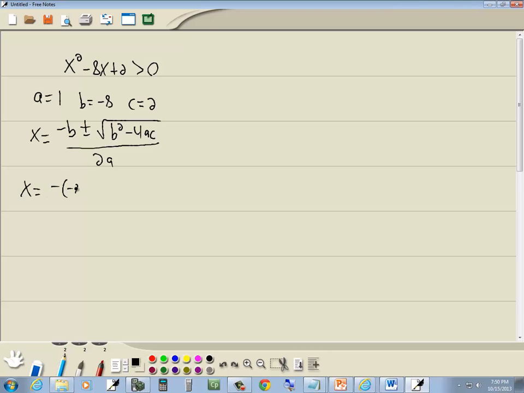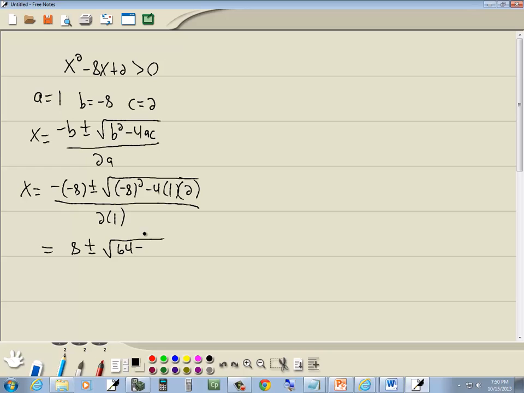So we're going to have negative 8 plus or minus the square root of negative 8 squared minus 4 times a, which is 1, times c, which is 2, all over 2a, so 2 times 1. Now negative negative 8 gives us a positive 8, plus or minus negative 8 squared is 64, minus 4 times 1 times 2 is 8, all over 2, which is 8 plus or minus square root of 56, I think, over 2.